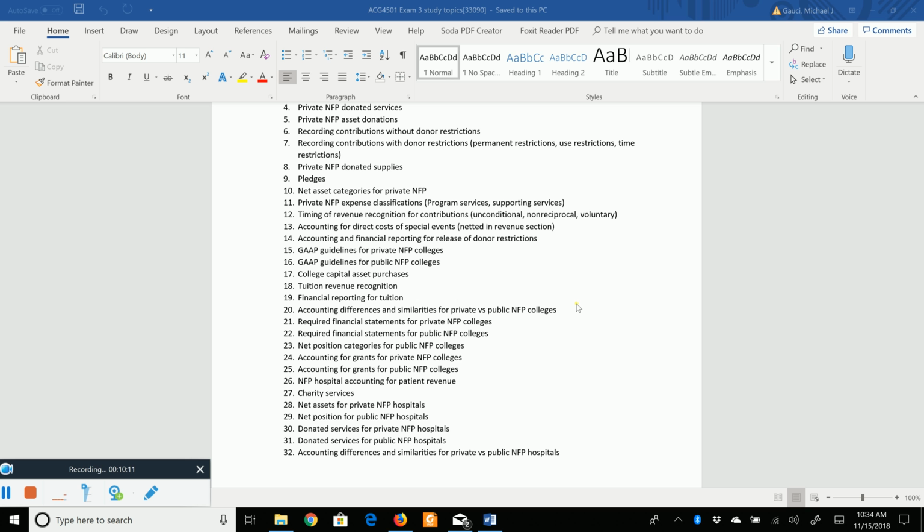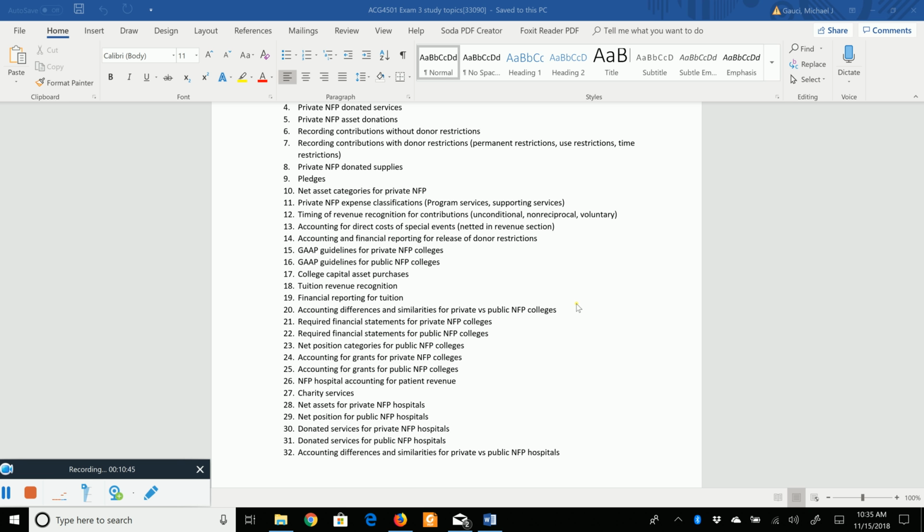And when we show our expenses, we're going to show it in two broad categories: program services and supporting services. The program services are basically those expenses spent on the core mission of the nonprofit, versus the supporting expenses. They are more of the day-to-day administrative expenses as well as the fundraising. So make sure you know those classifications and how that works.